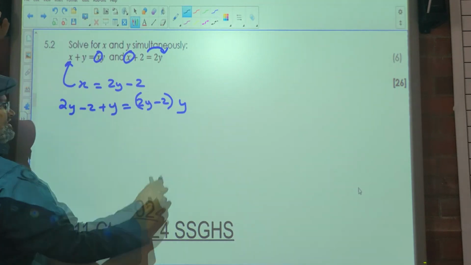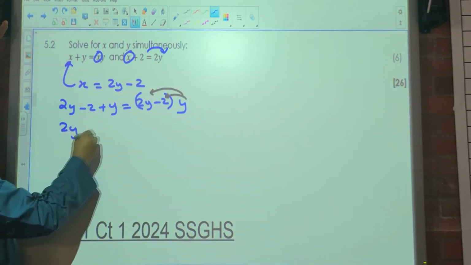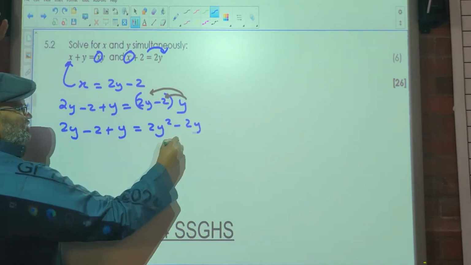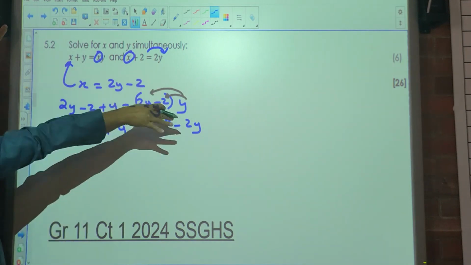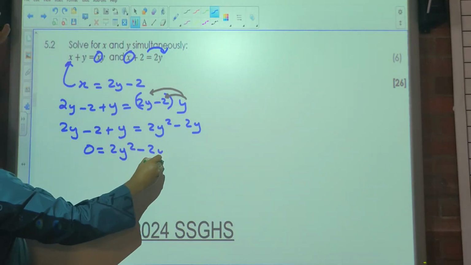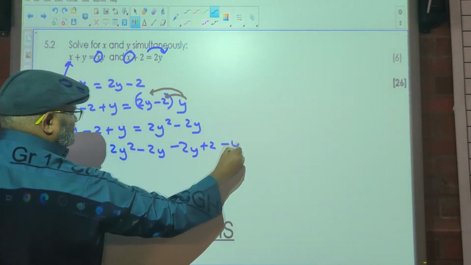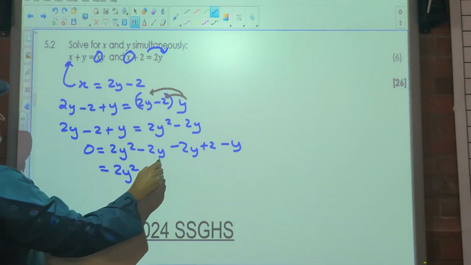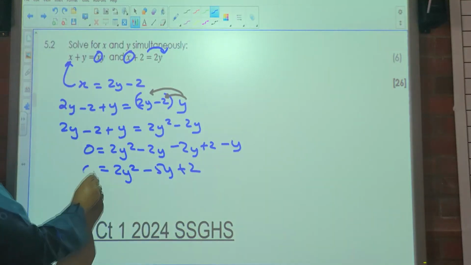So what I do is I get rid of the bracket now. This now gives me 2y minus 2 plus y is equal to 2y squared minus 2y. As you can see, the leading coefficient here is positive 2, so I take everything to that side. So 0 is equal to 2y squared minus 2y minus 2y plus 2 minus 1, which now gives me 2y squared minus 5y plus 2 is equal to 0.